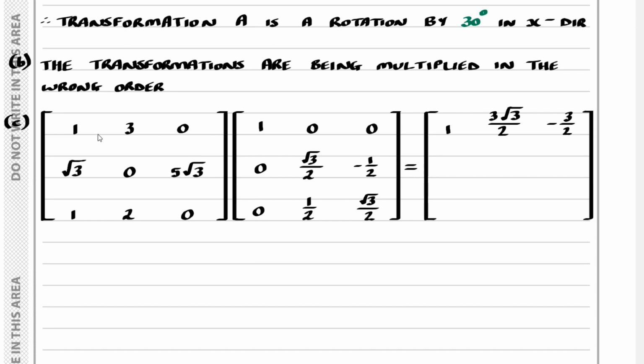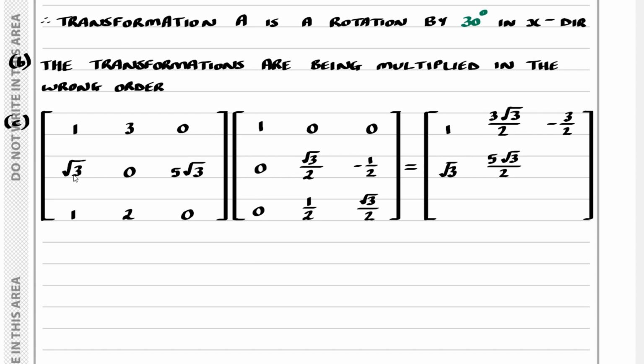We then have root 3 times by 1 plus 0 times by 0 plus 5 root 3 times by 0, which is root 3. We then have root 3 times by 0 plus 0 times by root 3 over 2 plus 5 root 3 times by a half, which is 5 root 3 over 2.